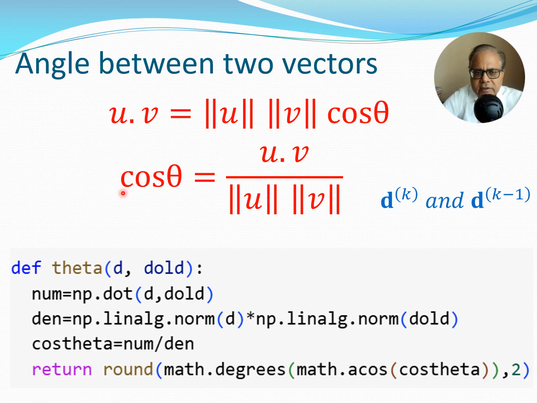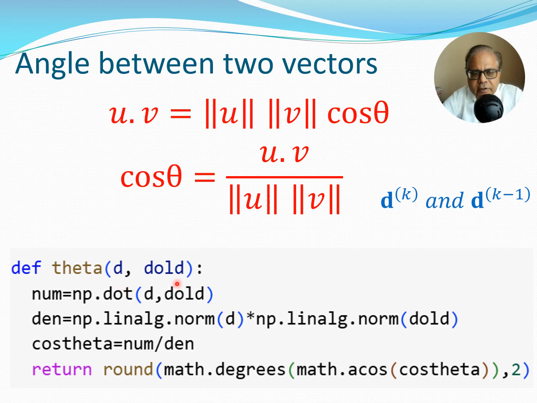Now as far as this theta is concerned, I can take two vectors and find out the angle between them. To do that I use the definition of the scalar product, which gives me cos theta between two vectors u and v as u dot v divided by norm u times norm v.